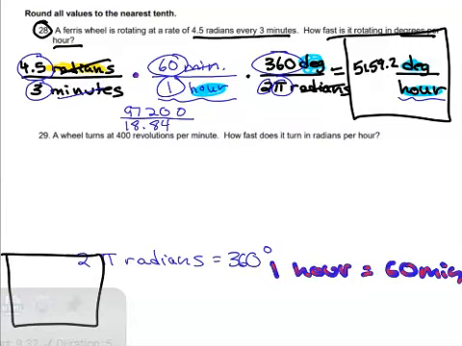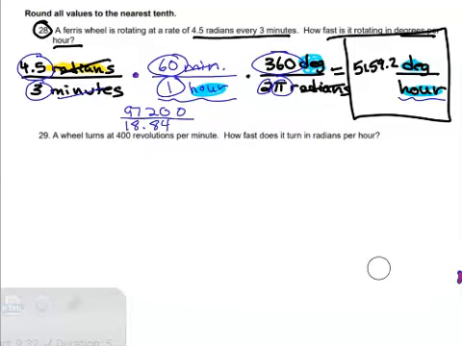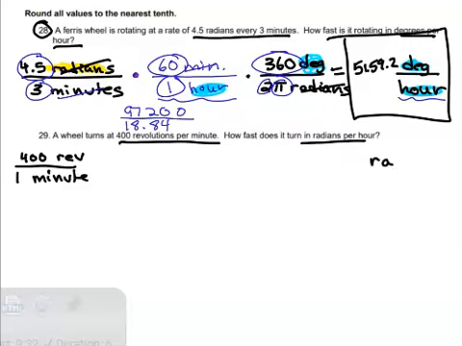Okay. Let's look at 29. I'm going to erase some of this here. So for 29, it says a wheel turns 400 revolutions per minute. So that's what we're starting at. 400 revolutions, those are full circles, per every 1 minute. The goal is to get it in radians per hour.